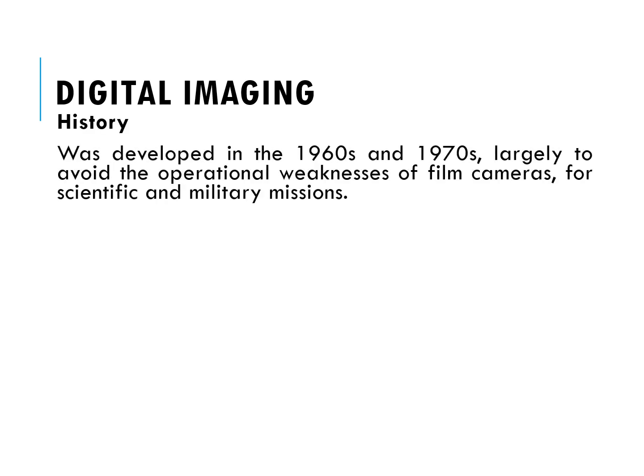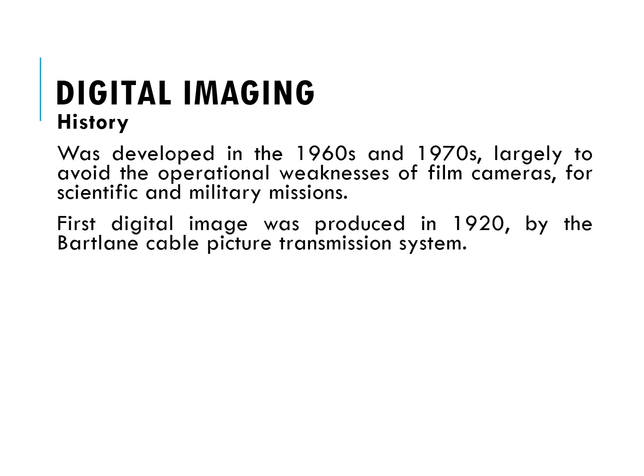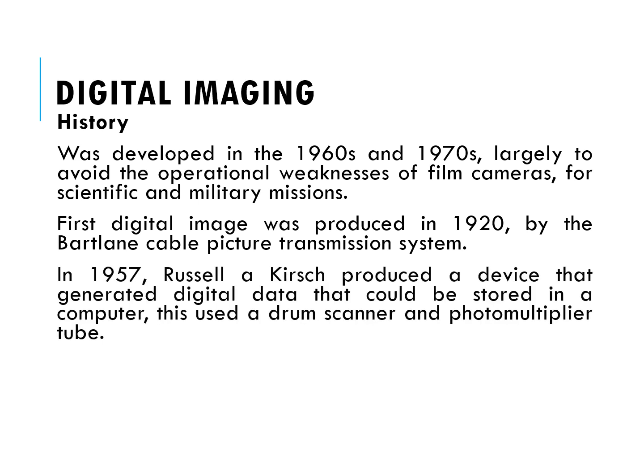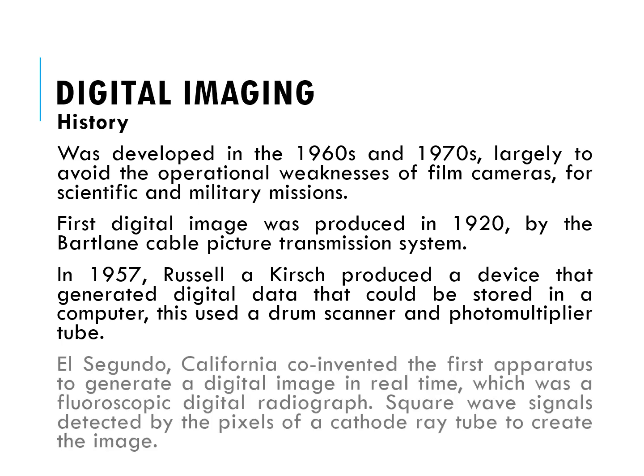Digital imaging. It was developed in the 1960s and 70s to avoid the operational weaknesses of film cameras for scientific and military missions. It was produced in 1920 by the Bartlane Cable Picture Transmission System. In 1957, Russell Kirsch produced a device that generated digital data that could be stored in a computer. This used a drum scanner and photomultiplier tube.